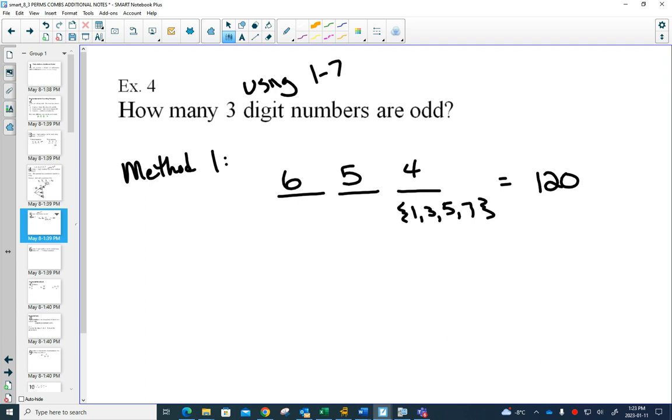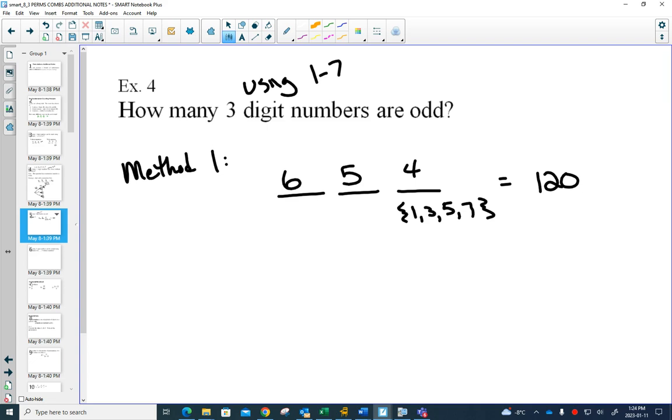And then, now I've used up 1 number. So just because there's a 4 there, that doesn't mean you've used up 4 numbers. That just means you had 4 choices. And you've chosen 1 of those 4. That would leave you with 6 choices there, 5 choices there, 120 in total. But there's also a way that you can use example 2 and example 3 that we just did to figure out example 4.